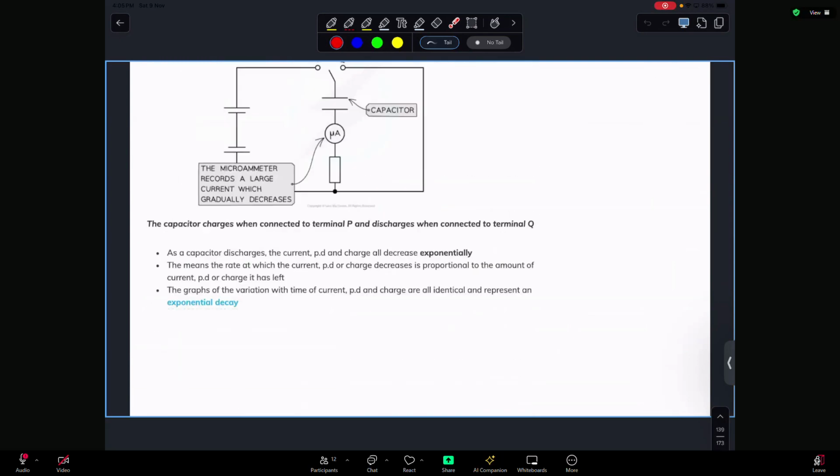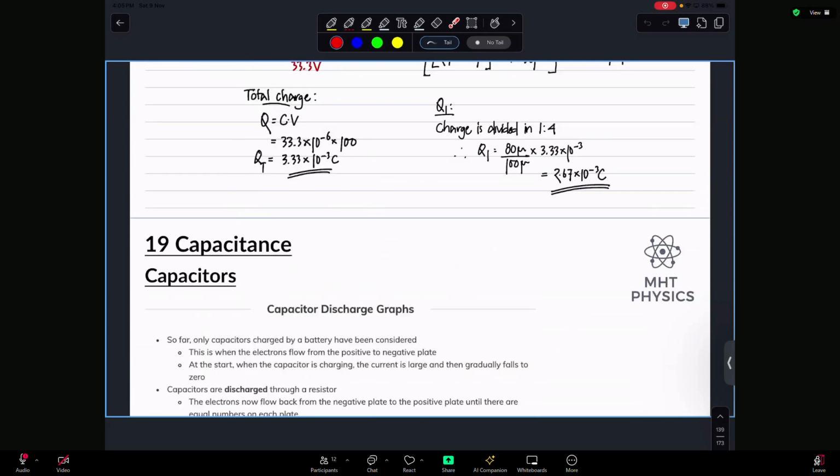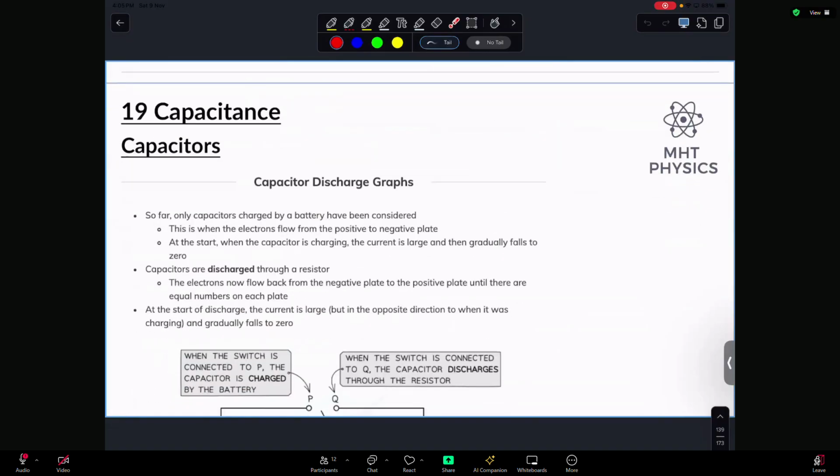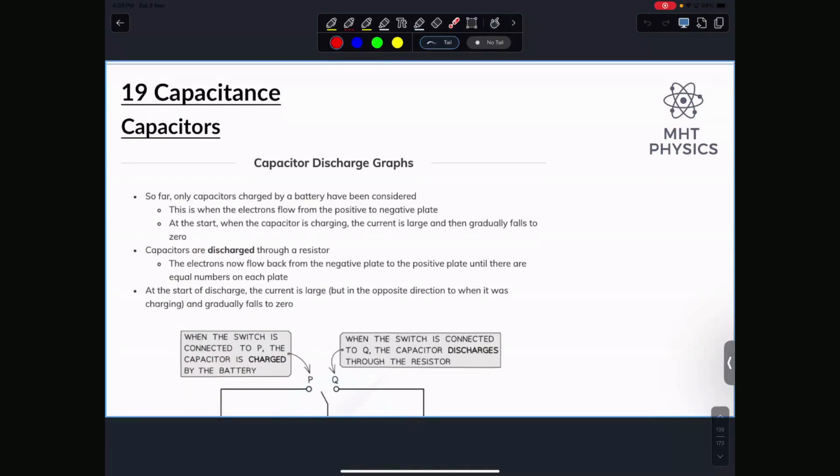Today we'll try to wrap up whatever's left from capacitors. We have the discharging graph, the equation, and the time constant, these three.